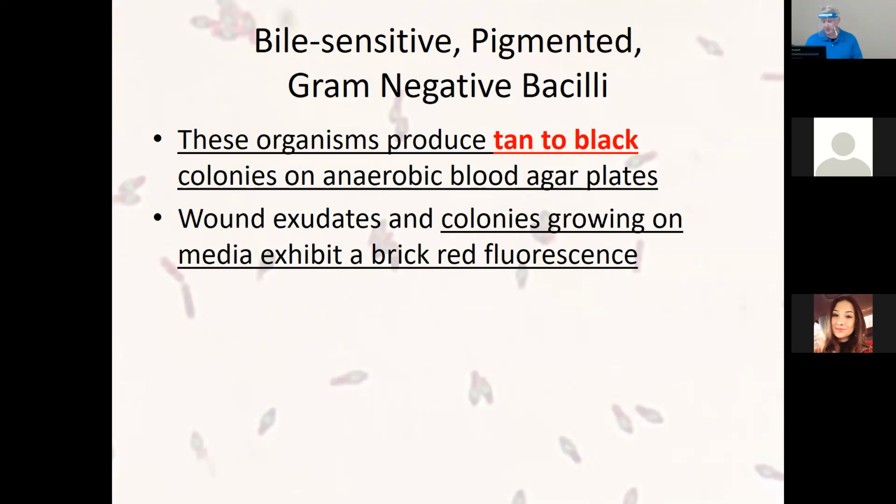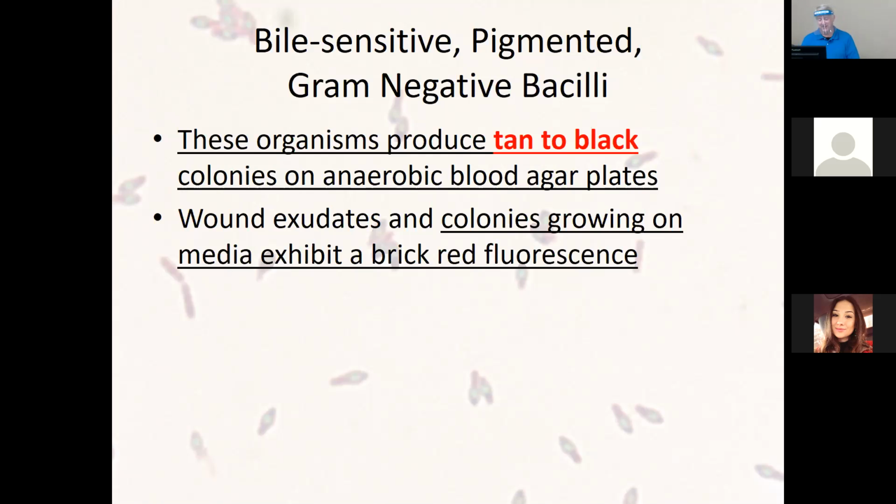These organisms produce a tan to black colony on the anaerobic blood agar plate. Now, quick quiz, what's in that anaerobic blood agar plate that makes it an anaerobic blood agar plate? What did we add to that blood agar? Vitamin K and hemin. Yay. When you go to microclinical and you throw that out there, it's going to be very impressive.